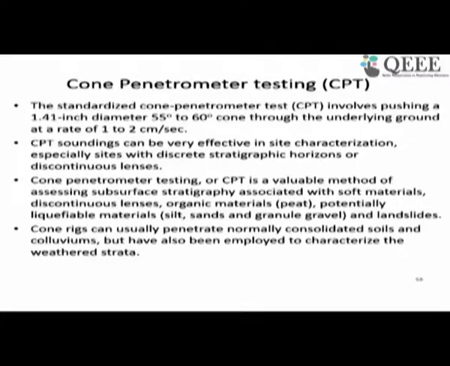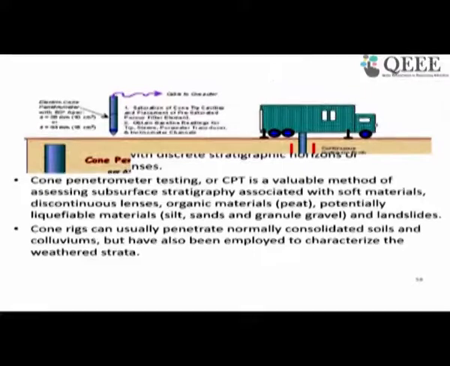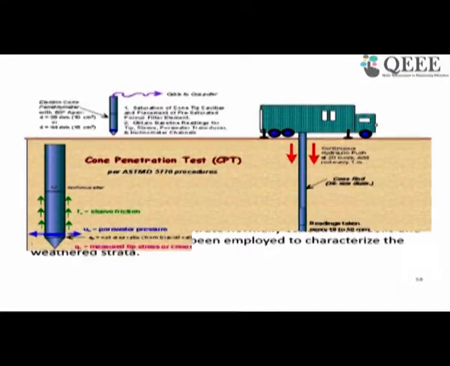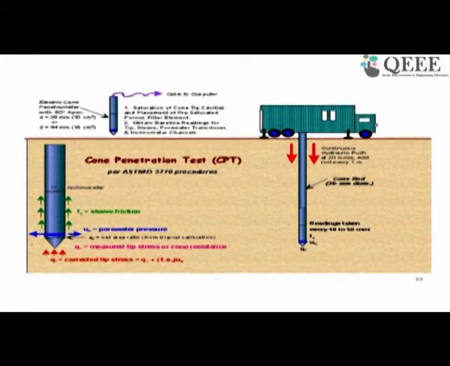Cone penetrometer testing is a valuable method of assessing surface stratigraphy associated with soft material, discontinuous lenses, organic materials, potentially liquefiable materials, and various cases like landslides where a weak strata has to be identified. Now a typical picture of cone penetration test is shown here. It is just for a representation purpose only.